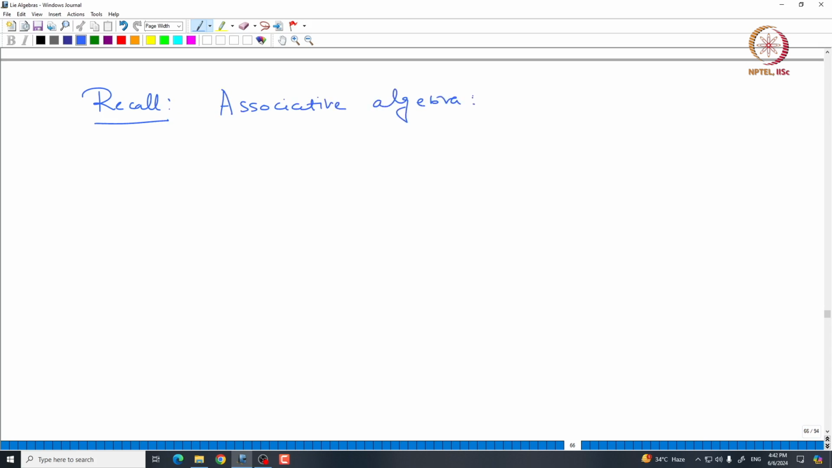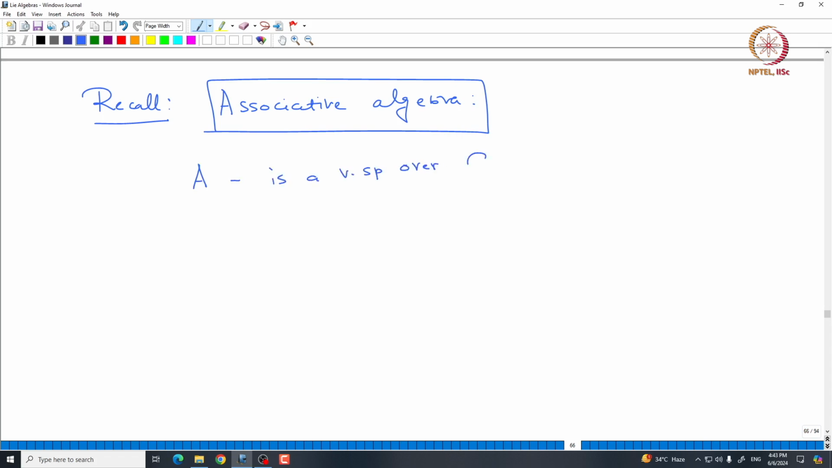We have already seen many examples. The set of all n by n matrices is nothing but an associative algebra. And there are many very good examples of associative subalgebras of that set of all matrices. For example, the set of all diagonal matrices forms an associative subalgebra. So, what is an associative algebra? To begin with, let us call it A. A is a vector space over C.